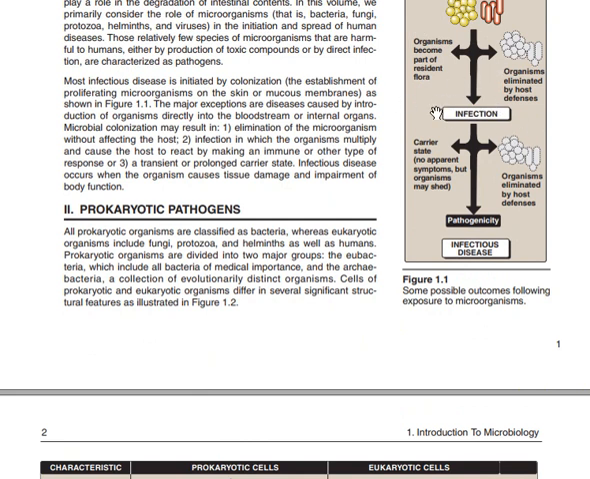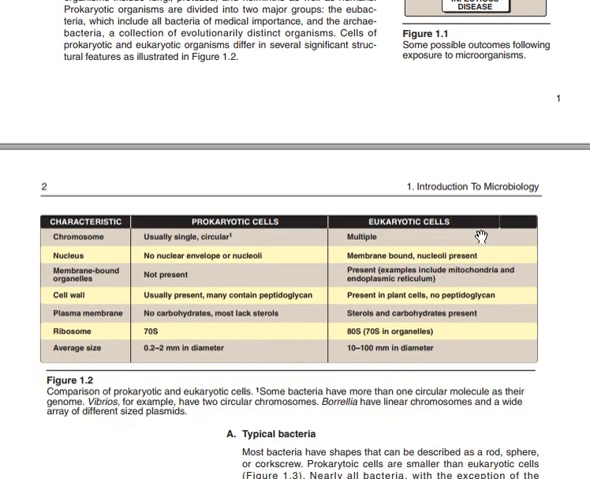When it causes an infection, you can have a carrier state, where you have no clinical symptoms, or the organism may be eliminated by the host, or the third is that you can have pathogenicity, which can result in an infectious disease. Is it clear? An infectious disease means that you can transmit that disease from one person to another. Is it clear?